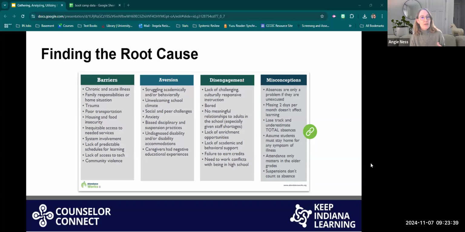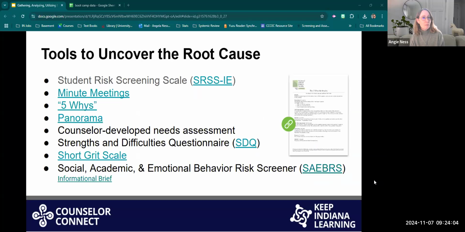So just making sure that we're thinking broadly about what's really the root cause, because if we were to do an intervention for students that aren't coming to school, can you think of one intervention that would meet every single one of these root causes? And the answer is probably not. And if you can, you are probably going to be a millionaire, because somebody can take that and run with it.